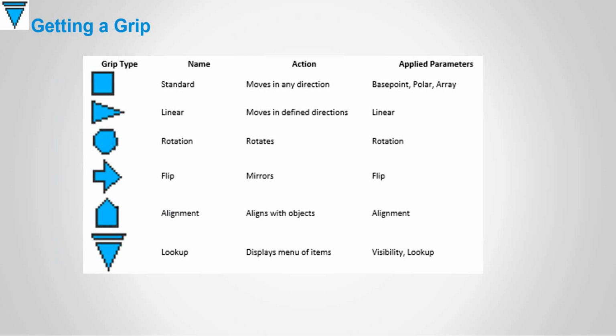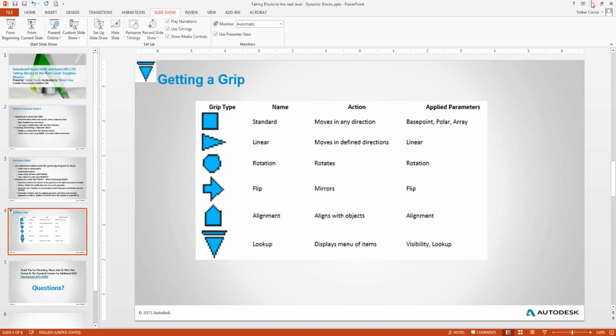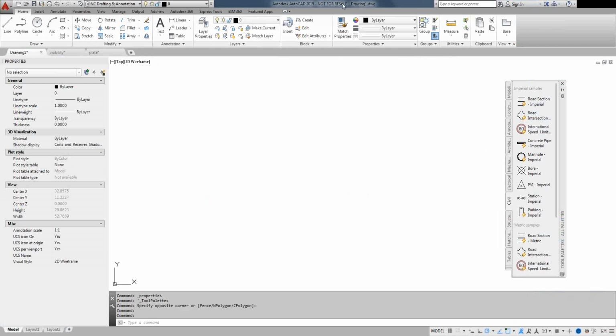We'll also cover chaining, which is where we have one action force another entity to do something else. You'll see what I mean when we get into the block editor. That being said, I'm going to go ahead and close this PowerPoint slide down. And here we are in AutoCAD.